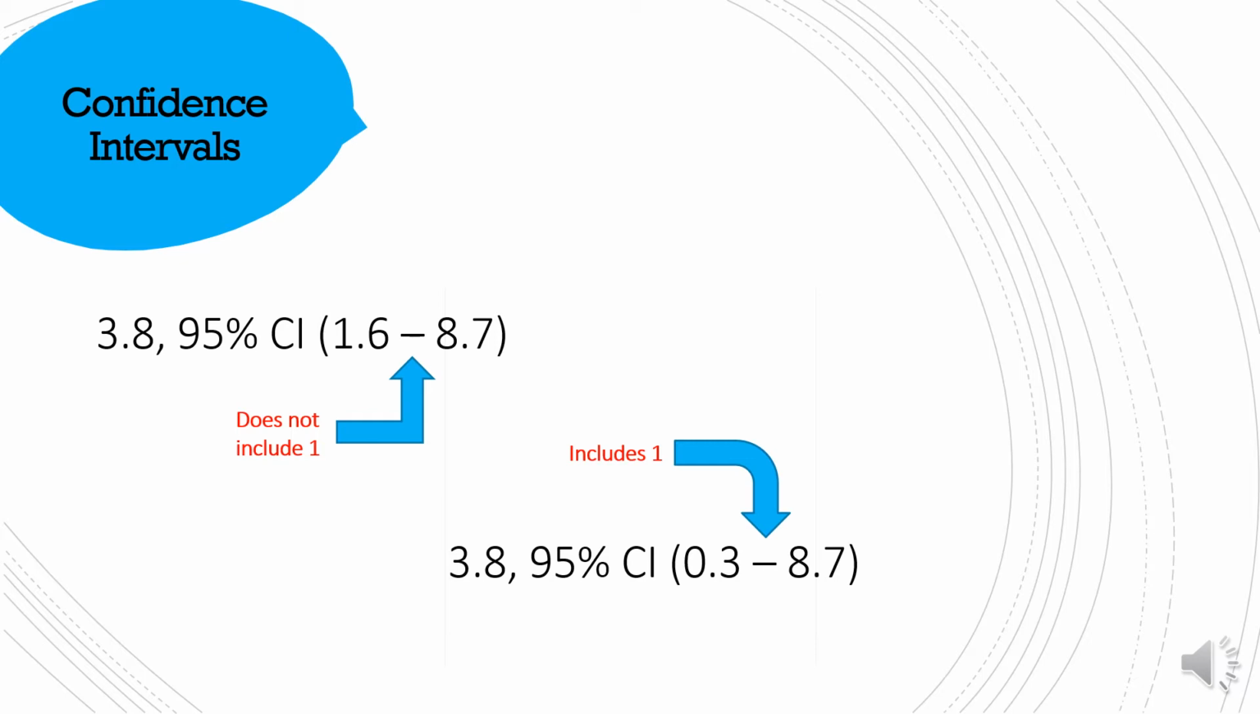What about the confidence interval of the odds ratio? As shown earlier, an odds ratio is usually reported with a confidence interval following. For example, odds ratio of 3.8 with a 95% confidence interval between 1.6 and 8.7. As the confidence interval does not include the point of no difference, it is considered statistically significant. But if it looked like the second example, odds ratio of 3.8 with a 95% confidence interval of 0.3 to 8.7, it would include 1 and therefore not be statistically significant in reporting association.